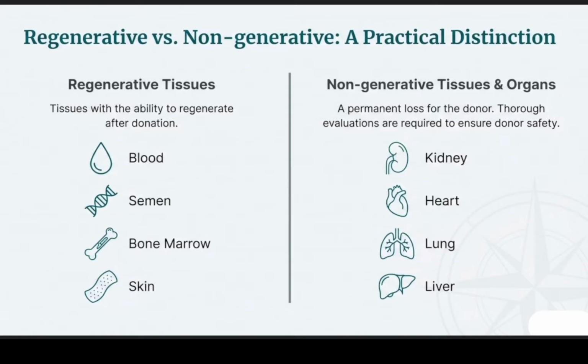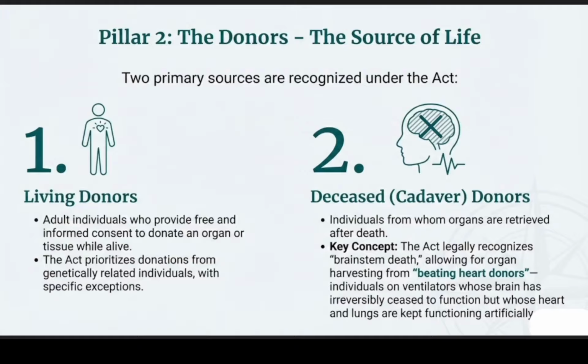Okay, so let us see living donors. These are adult individuals who provide free and informed consent to donate an organ or a tissue while they are alive. The act is going to prioritize donations from genetically related individuals with specific exceptions. Then if they are from the cadaver, deceased donors, the individual from whom organs are retrieved after death, that is deceased donors.